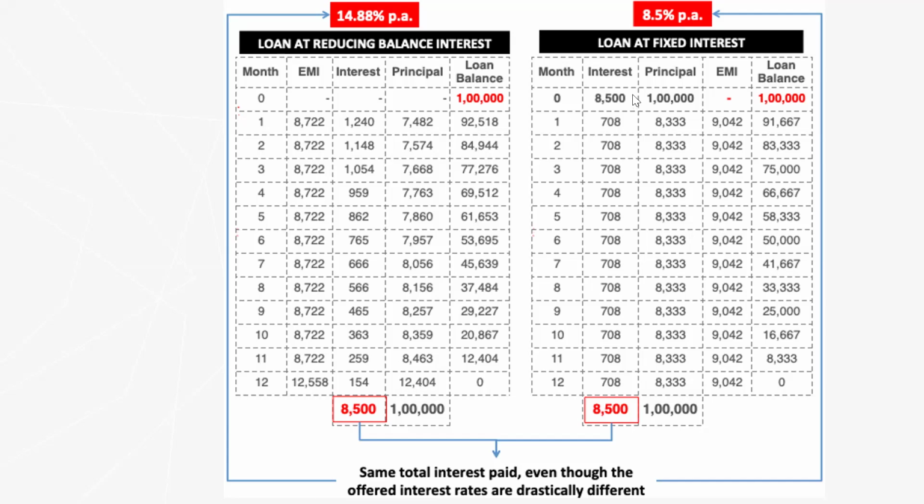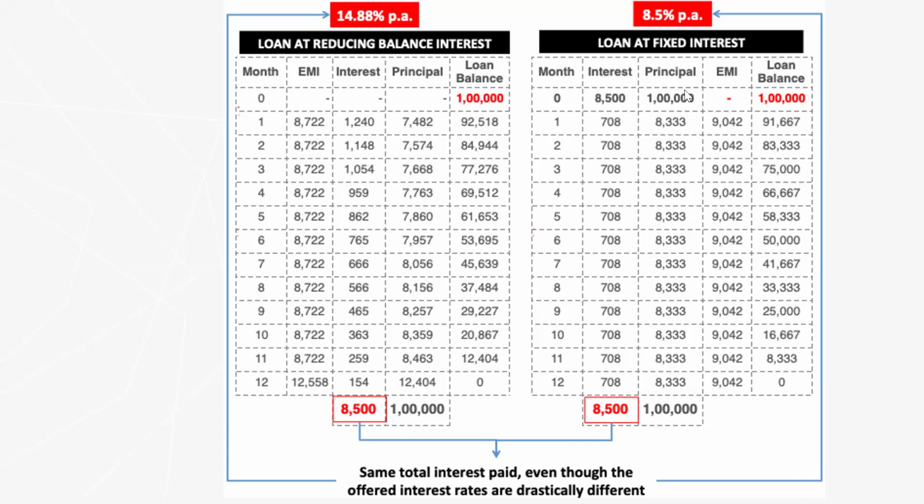Whereas in the fixed rate, the interest is arrived at upfront for the entire 12 months at 8.5 percentage. 8.5 percentage is nothing but 8,500. 8,500 is divided by 12, so every month 708 is deducted. So in the first month it looks like my interest is very less compared to the reducing balance. But if you look further, the entire schedule is paying 708, whereas in the reducing balance his interest is getting reduced and his principal is getting increased.